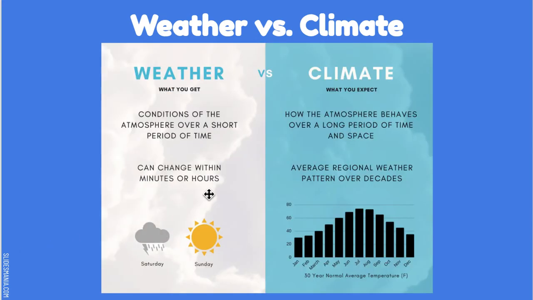Here's another diagram that I want to show you. Again, weather is talking about, for example, Saturday is raining. Sunday is going to be sunny. Versus on climate, we are taking a look at what was the average temperature for each month in the past 30 years. Let's take a look at some more examples.